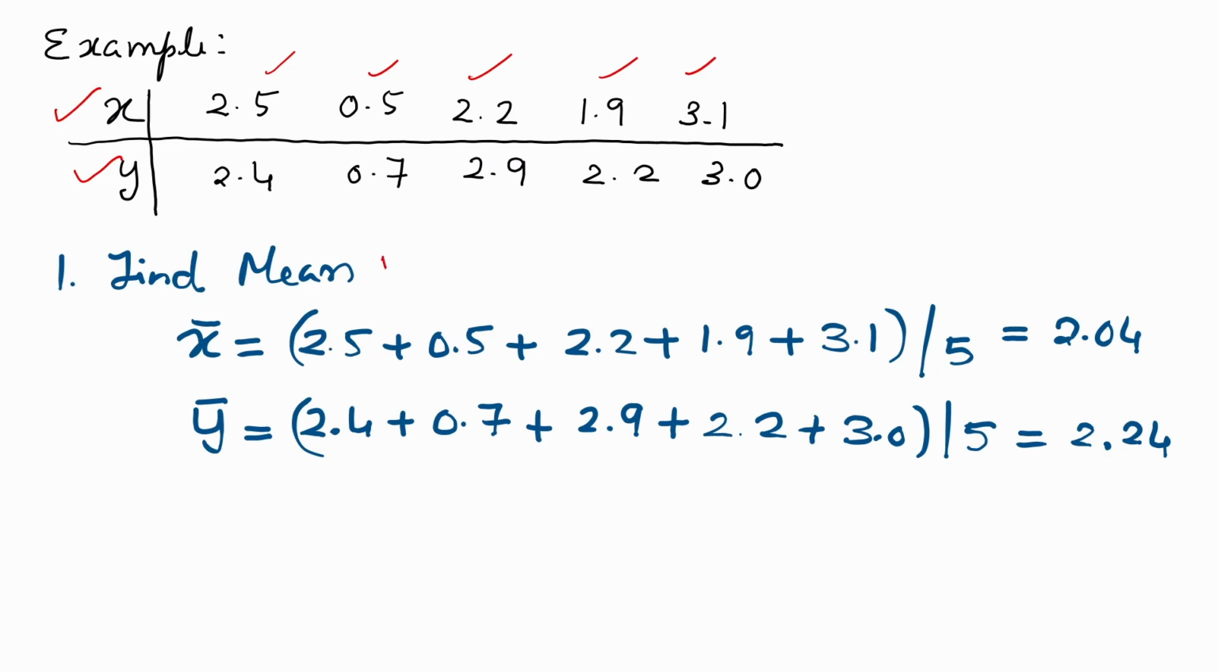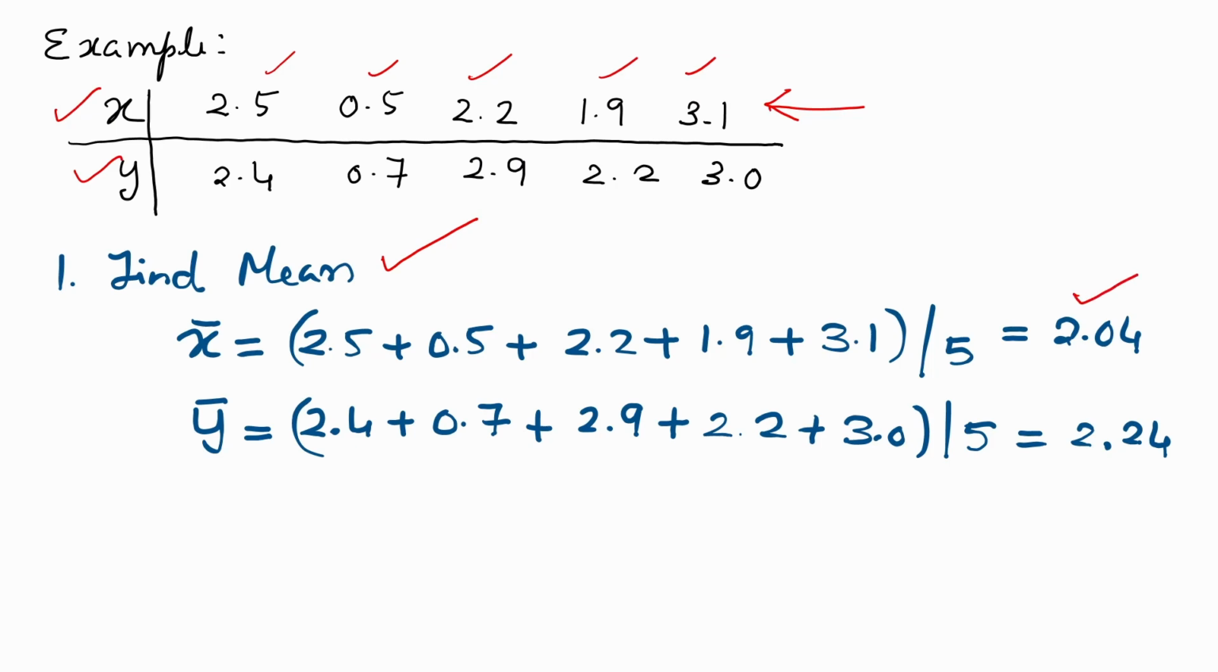The first step is to find the mean. How will you find the mean? Let us consider x. When you want to find the mean of x, you sum up all the data points and divide by the total number of data points. Here you have 5 data points. You take the sum, 2.5 plus 0.5 plus 2.2 plus 1.9 plus 3.1, divided by the total number of samples, that is 5. So you get 2.04.